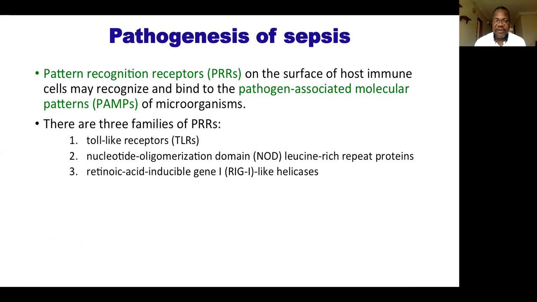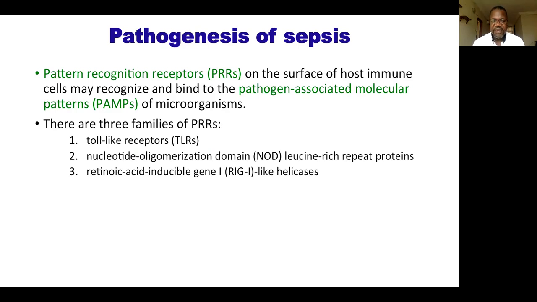So on one side, we have the host immune cells, and on the other side, we have the microbes or the microorganism. The host immune cells have what we call pattern recognition receptors, and the pathogens have what we call pathogen-associated molecular patterns, the PAMPs. So the bacteria have the PAMPs, and our phagocytic cells or host immune cells have the PRR, or pattern recognition receptors.